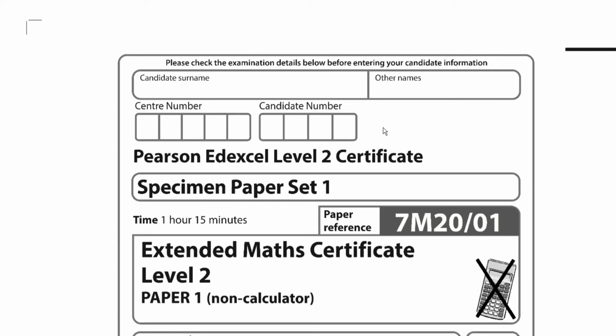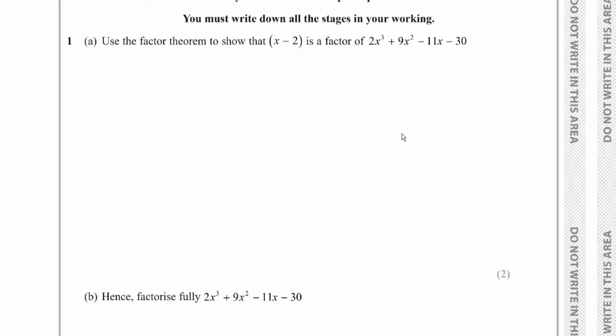This is the Edexcel Extended Math Certificate Level 2 Paper 1 from the Specimen papers, and this paper is a non-calculator paper. Question number 1, Part A.